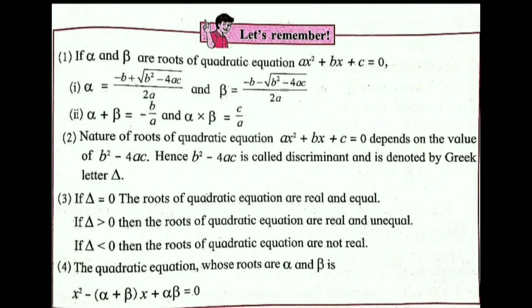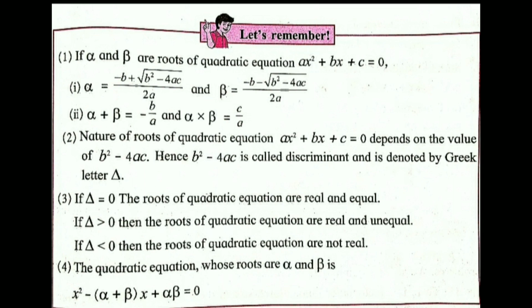These two relations are very, very important. Please keep in mind. And to find out the nature of the quadratic equation, we must know the value of discriminant. Discriminant is nothing but b square minus 4ac. This discriminant is denoted by delta. Delta is actually looking like a triangle.